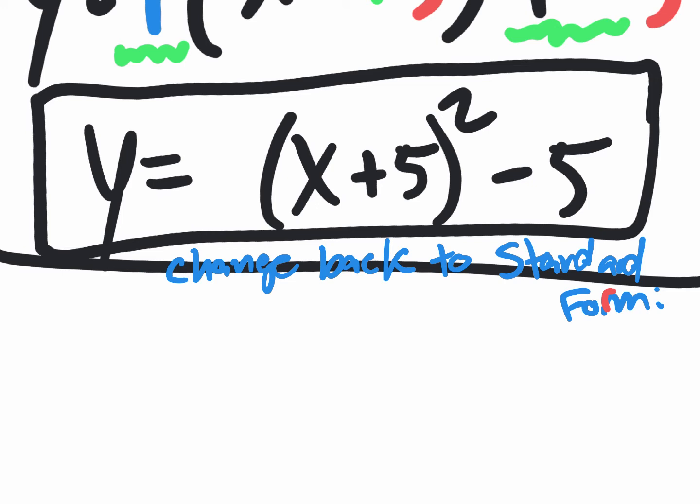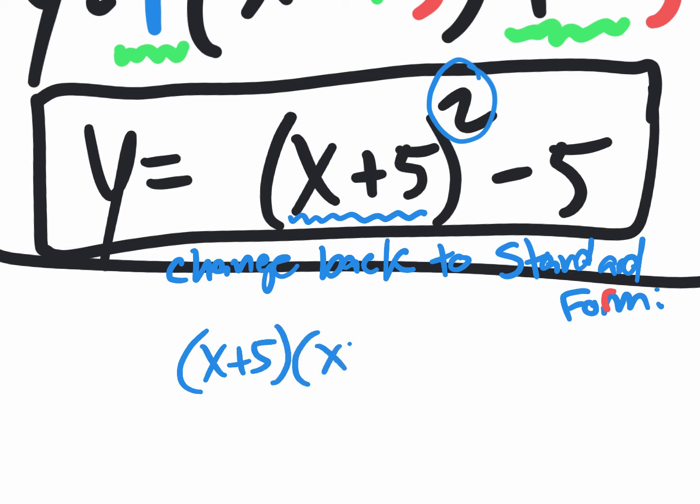Well, we know standard form is ax squared plus bx plus c. There are no parentheses, right? And right here we have parentheses. So we don't want those parentheses. So in order to get rid of parentheses, we're going to do the math. What math? We're talking about the binomial x plus 5 squared. So when you square something, you really multiply it with itself. And let's not forget about the minus 5 that's at the very end.